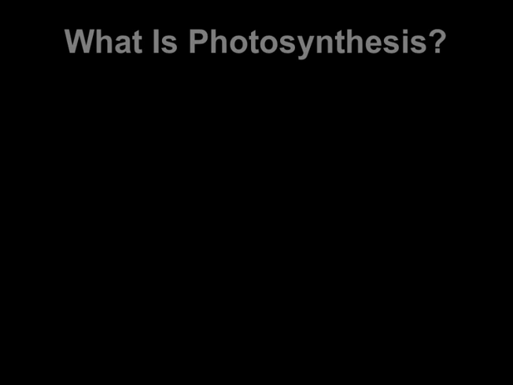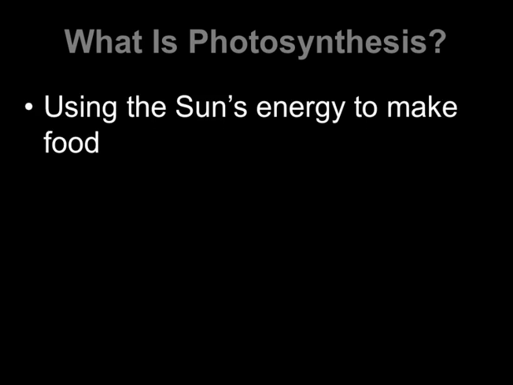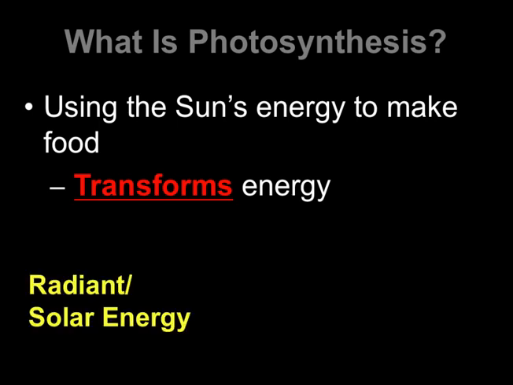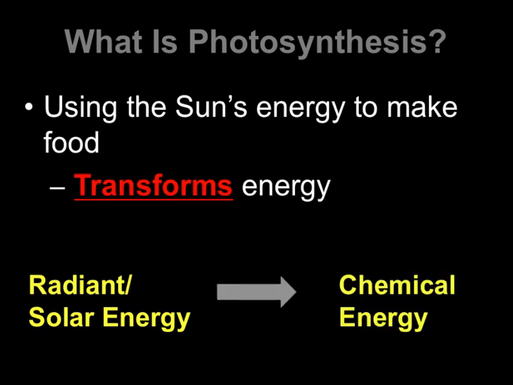So first off, what is photosynthesis? Really, it's just using the sun's energy to make food. And we're going to say that this is transforming energy. Remember, we can't create or destroy energy, but we can change its form. So in this case, we're going from radiant or solar energy. You may see those interchanged. They mean the same thing. And we're transforming it into chemical energy. And this means that it's energy that's stored within the bonds of a molecule.